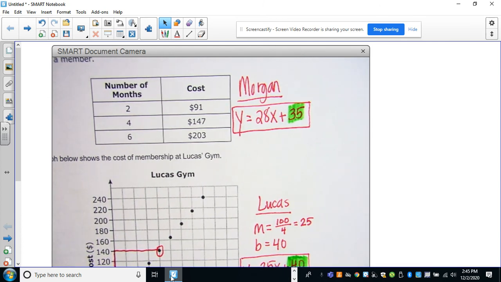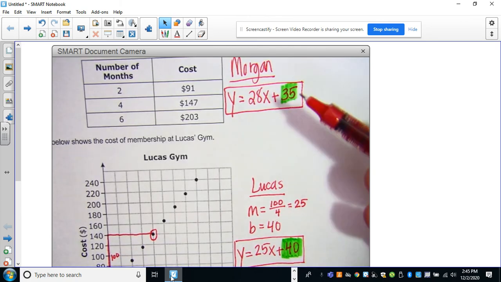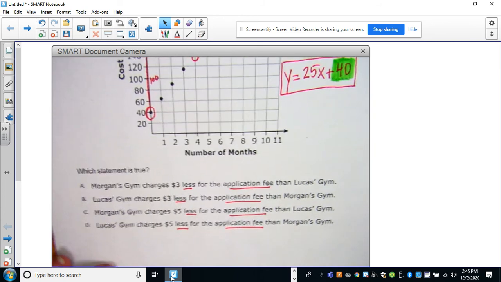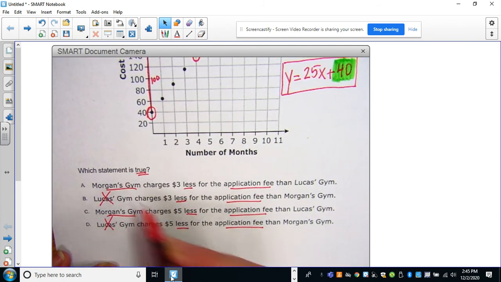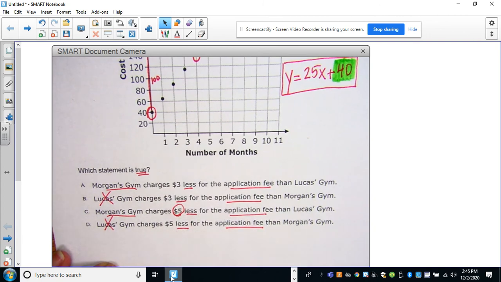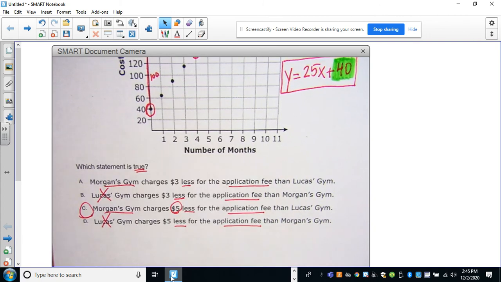So which one is less? Morgan's is less by $5. So look at our answer choices. Which one is true? It's not Lucas's, it's Morgan's by $5. So the answer is C.